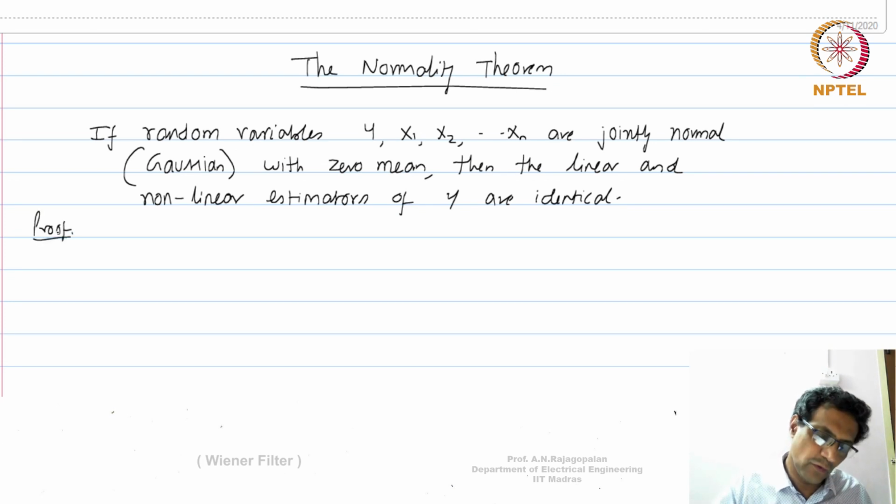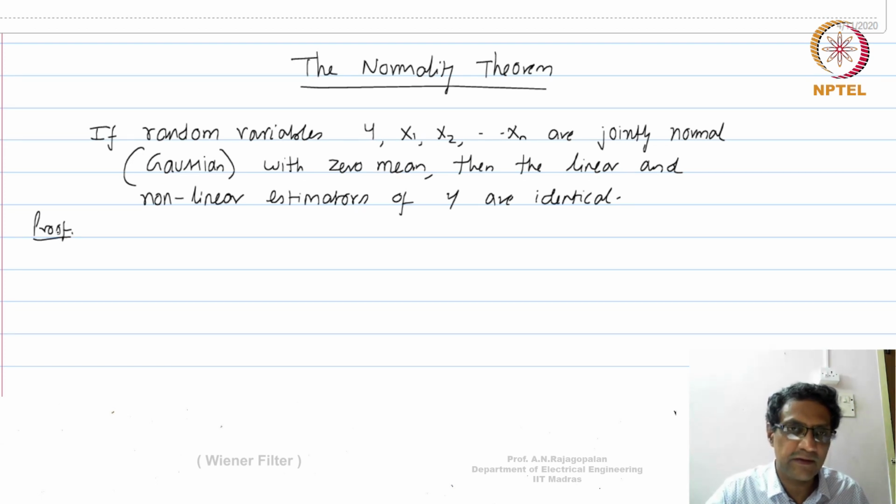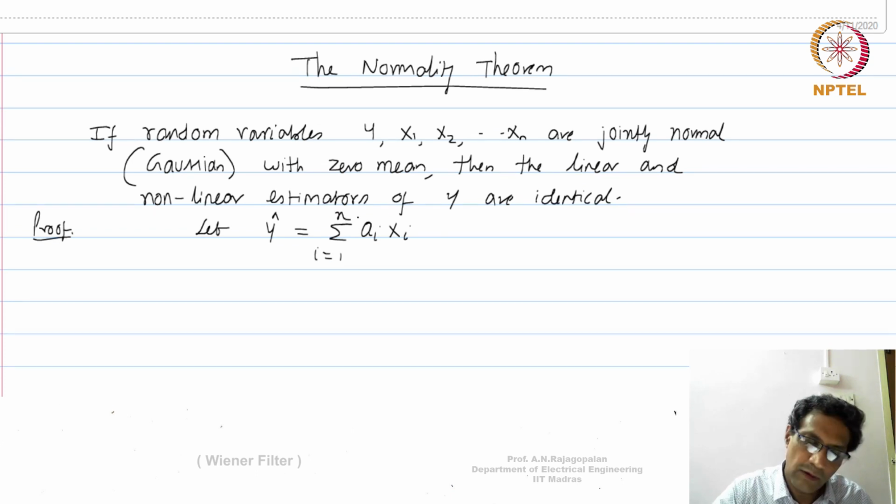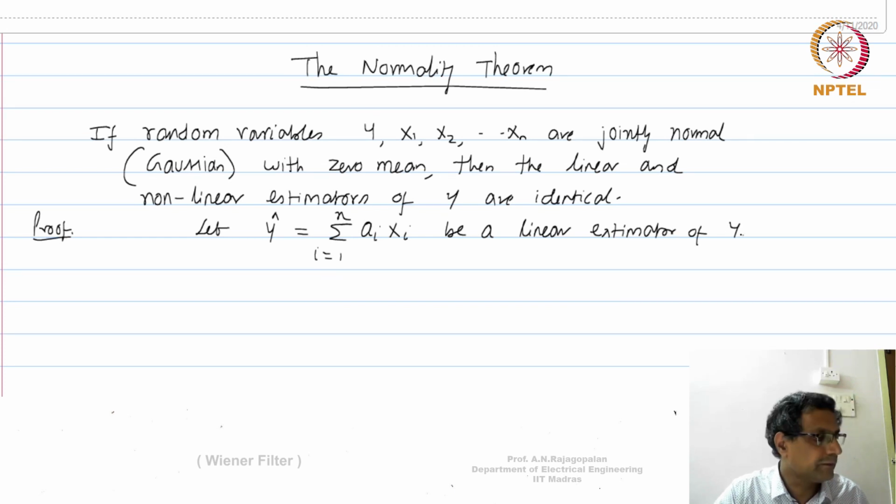What we wish to show is that if you were to express y hat as a linear function of x1 to xn, then it turns out that that is also the conditional mean, under the condition that y and the observed random variables are all jointly Gaussian. Now let y hat be a linear estimator of y, that is, it comes as summation ai xi, where we are assuming that xi carry information about y. Clearly the ai's are all constants, as we have already seen, the linear mean square estimator of y.